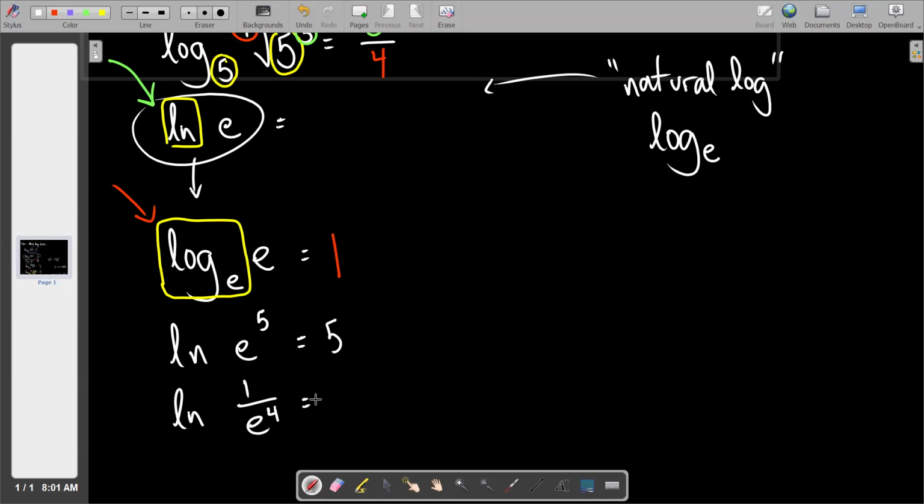What do we know it has to be to make it flip? We know it has to be a negative. So let's get that out of the way right now. It needs to have a negative on it. And how many e's do we need to make e to the 4th? So the answer is -4.